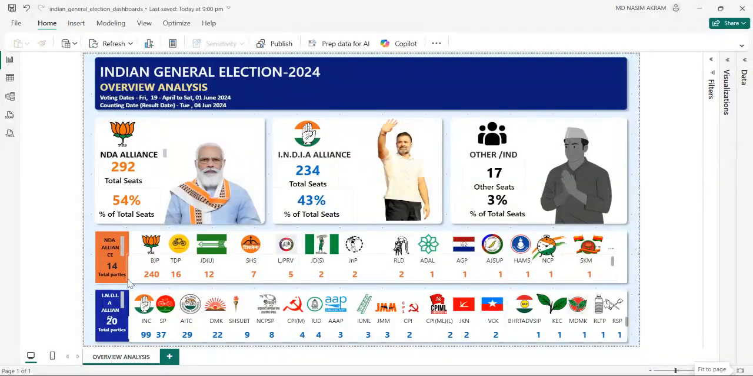And if we talk about the INDIA alliance, so this is the INDIA alliance. In the INDIA alliance, the Indian National Congress has the highest number of seats, that is 99, followed by the Samajwadi Party, that is the party of UP. And the rest are these parties that we're not going to talk more about, because this project is still in progress. All right.